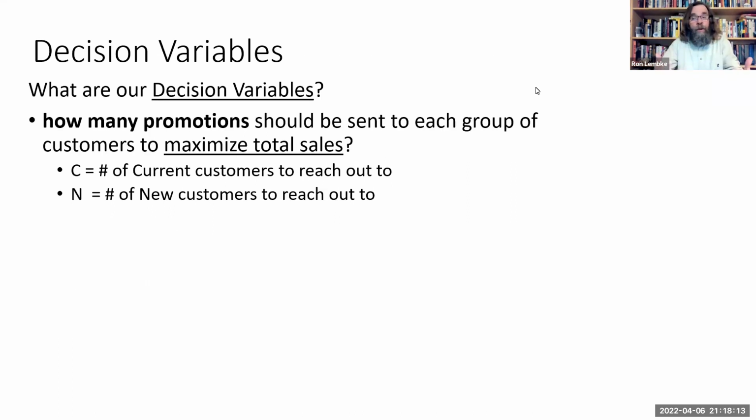To set up a linear program, the first two questions we have to answer are, what should the variables be? And then what is the relationship between those variables and the objective function? In this case, we have two decision variables: how many promotions to send to current customers and how many to send to new customers. So I'm going to let the letter C represent the number of current customers to reach out to, and N represent the number of new customers to reach out to.